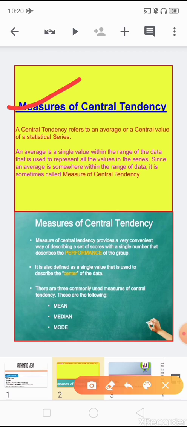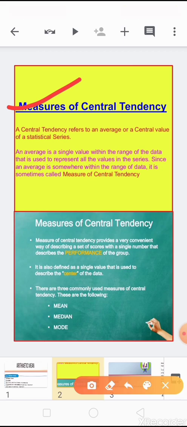So if we're talking about an average, it is a single value within the range of the data that is used to represent all the values in the series. Since an average is somewhere within the range of the data, it is sometimes called a measure of central tendency. Children, this is a definition which is given by Professor Croxton and Cowden.